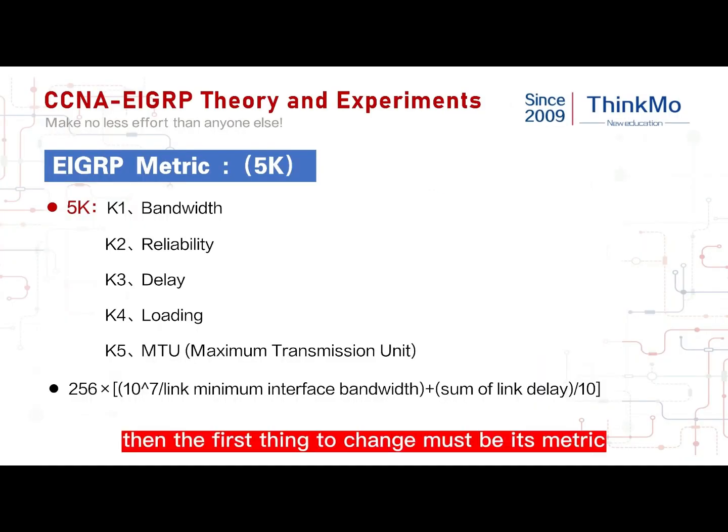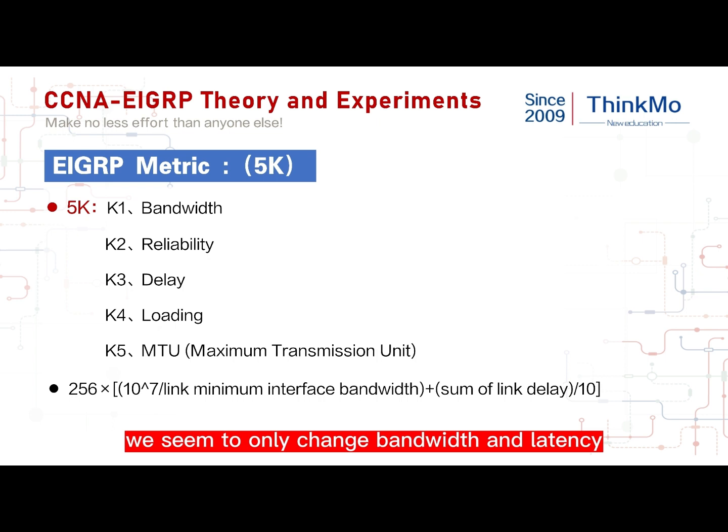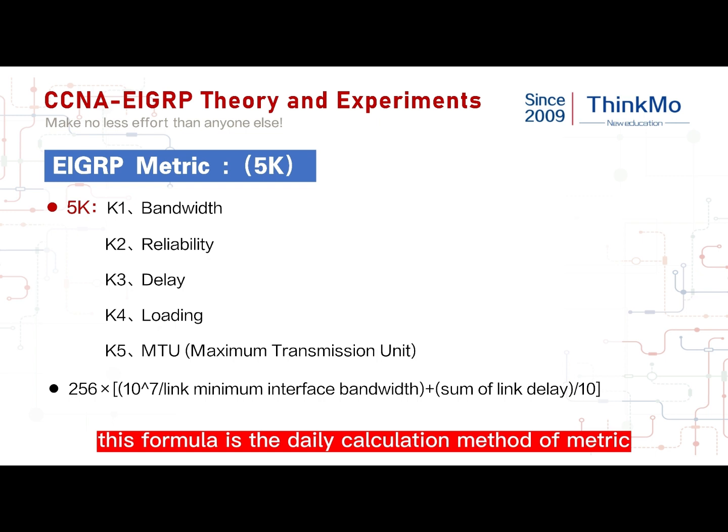Then the first thing to change must be its metric. How is it modified? How did the metric come from? It is based on these 5 parameters. But usually, we only change bandwidth and latency. We only refer to these 2. And everyone can see there is a formula under it. This formula is the daily calculation method of metric.